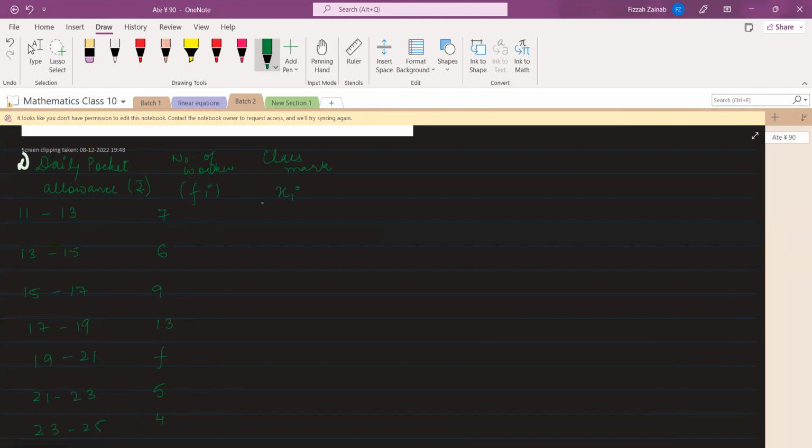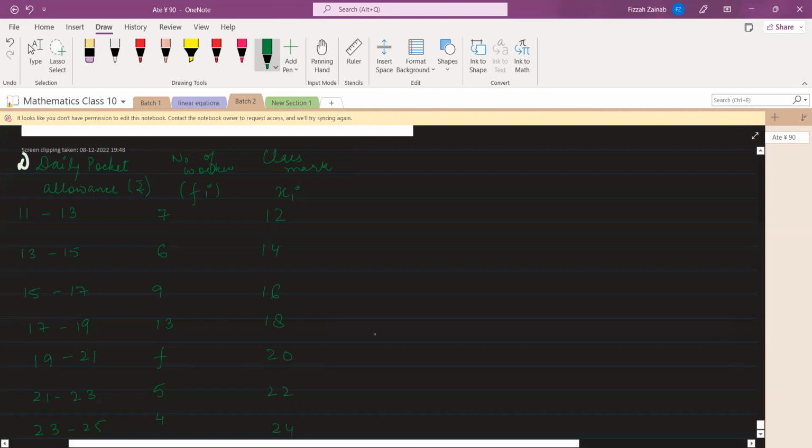Now quickly find the class mark. It will be the middle value. So you can directly see, right? It's going to be 12, right? 11 and 13. So middle value will be 12. So this is 14 and 16, 18. This is 20, 22 and 24, right? Now you can assume any mean here, a. So I'm taking this a. You mentioned a, right? a is equal to 18.